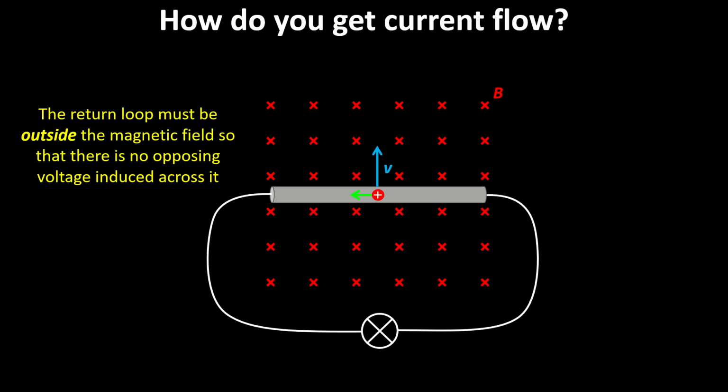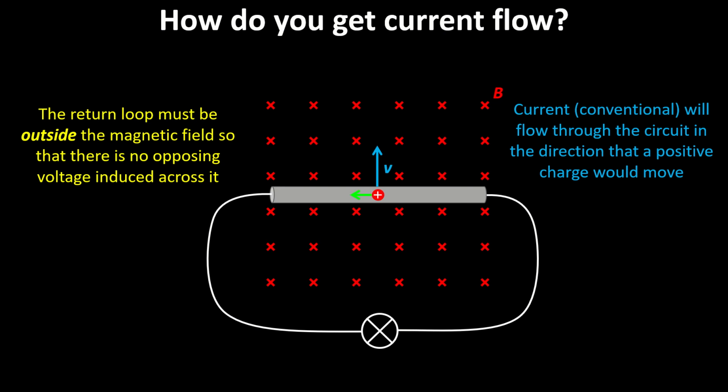Okay. Remembering that conventional current will flow in the circuit in the direction that a positive charge would move. So if the positive charge there would move to the left in that part of the circuit, you'd get current flowing anti-clockwise around that entire circuit.